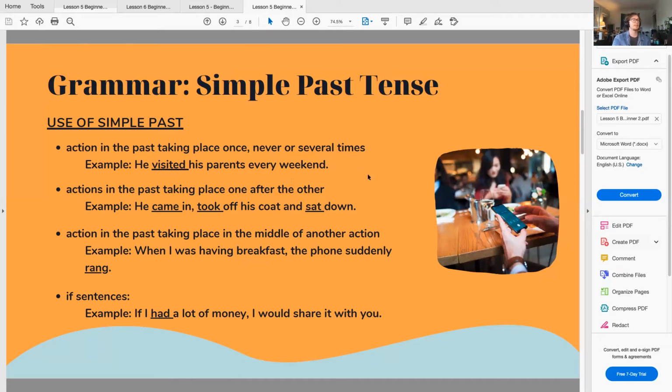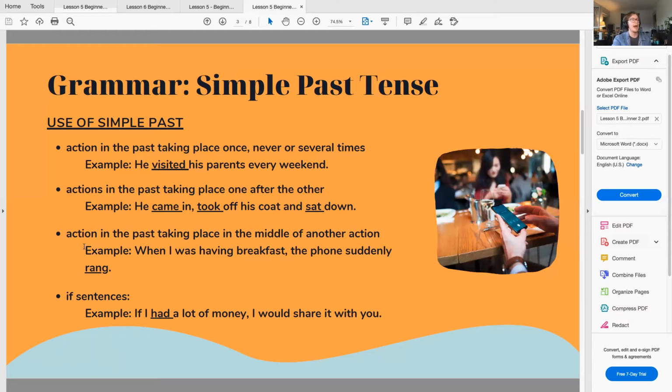Actions in the past that take place one after another. So when you're talking about three separate actions, you're trying to put them in order. You would say, he came in, took off his coat, and sat down. That way you give the person you're talking to an idea of the order in which things are happening. The past tense really helps you get that point across.